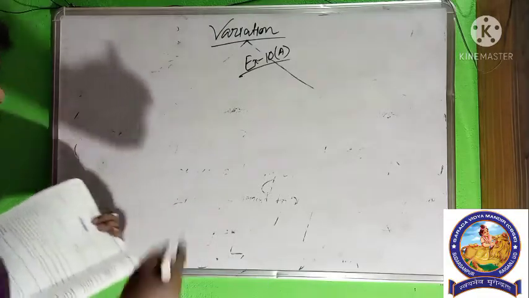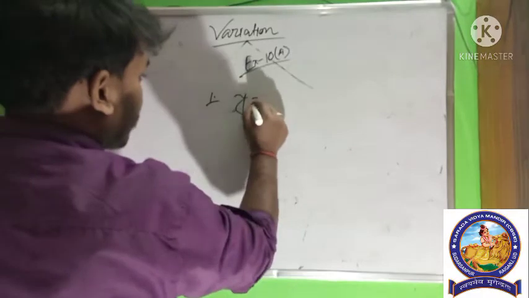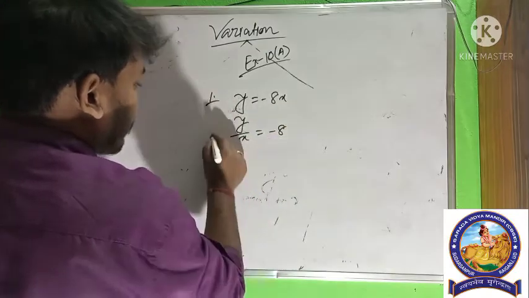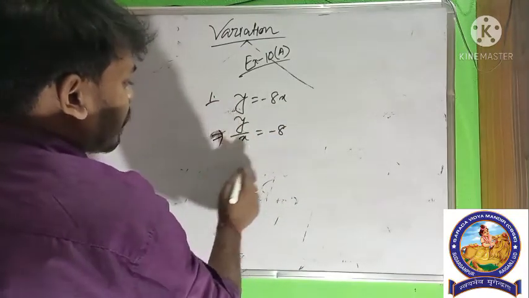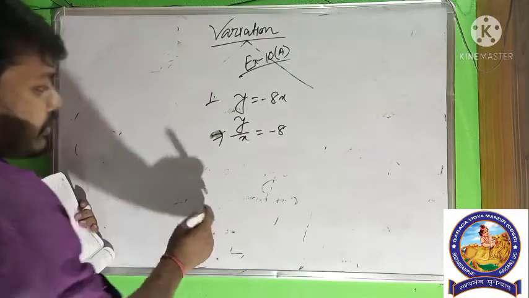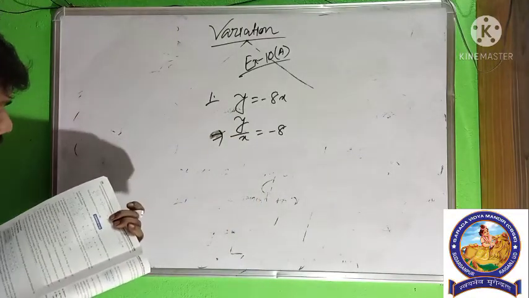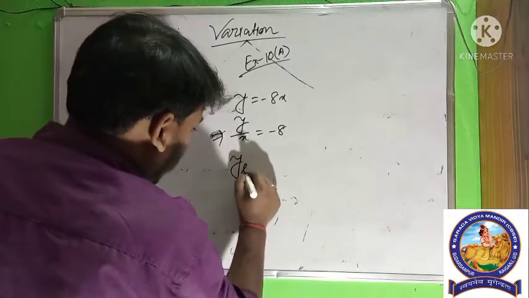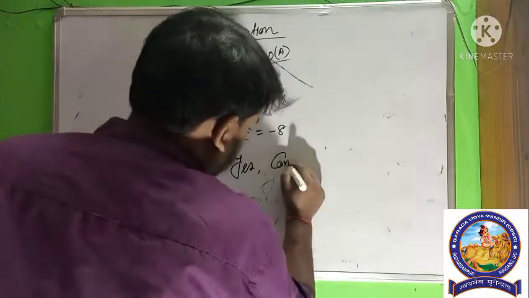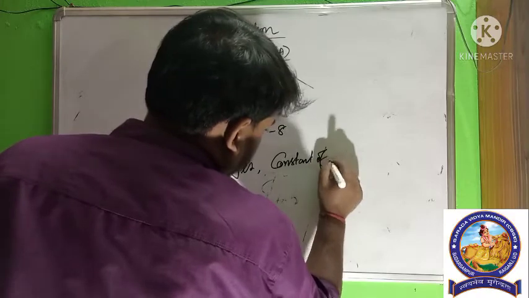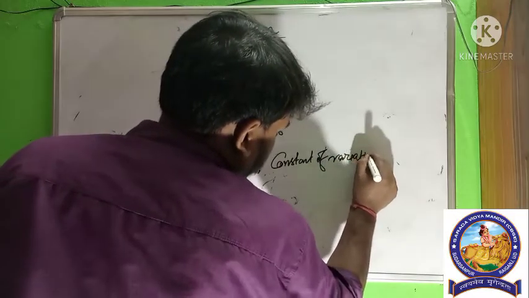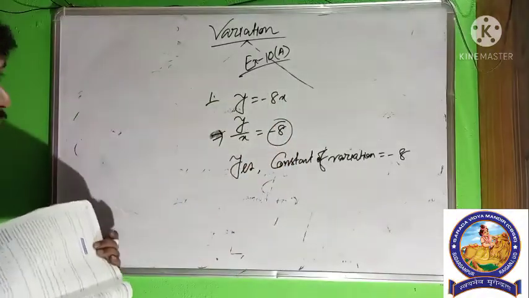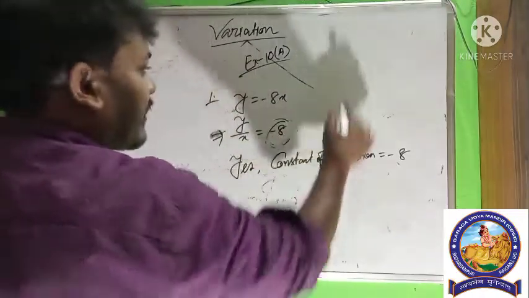So for question number 1, y equal to minus 8x, and y by x equal to minus 8. So it is the case of direct variation. What is the question? In which of the following do x and y vary directly? So yes, x and y vary directly, and the constant of variation is minus 8. Okay, minus 8 is written in place of k.